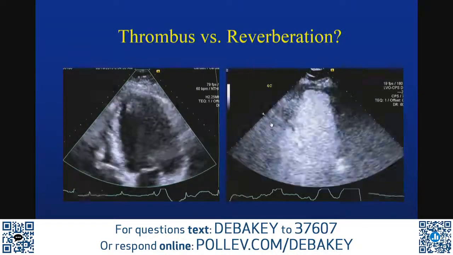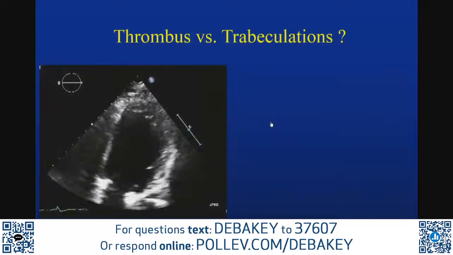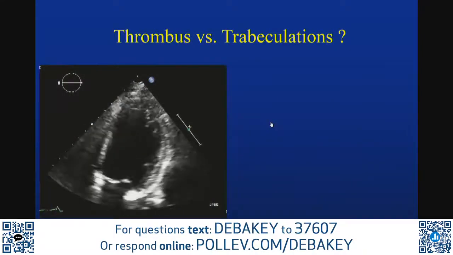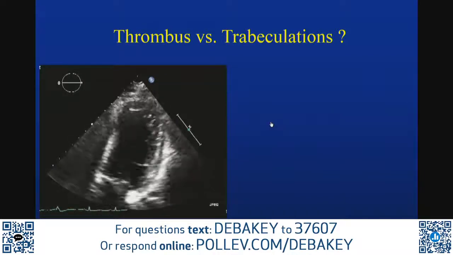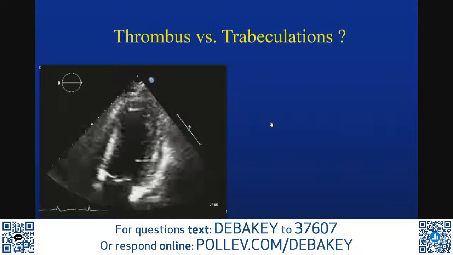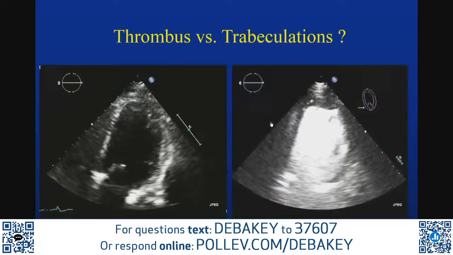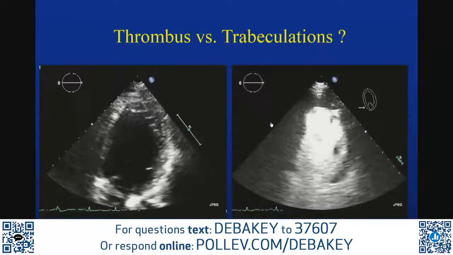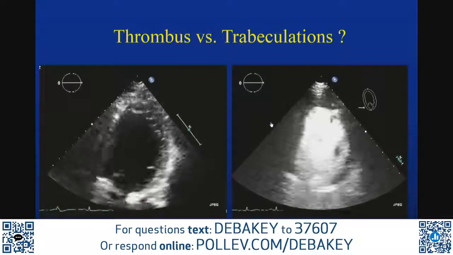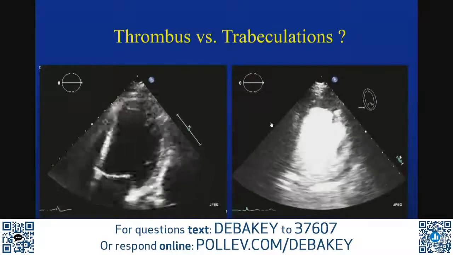Okay? Let's take another case. Thrombus versus trabeculations. You decide. It seems to me like trabeculations. However, that's what you see. It is a definite thrombus in the apex.